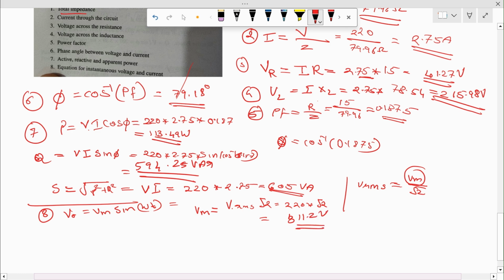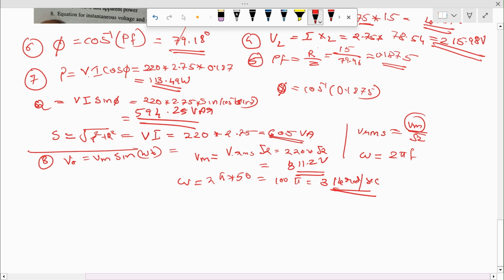Now we have to find omega. What is omega? We have the frequency here. How to convert frequency to omega? Omega is equal to 2 pi f. So we can substitute 2 pi into 50, which means 100 pi, which is equal to 314 radians per second. That's the unit of omega.